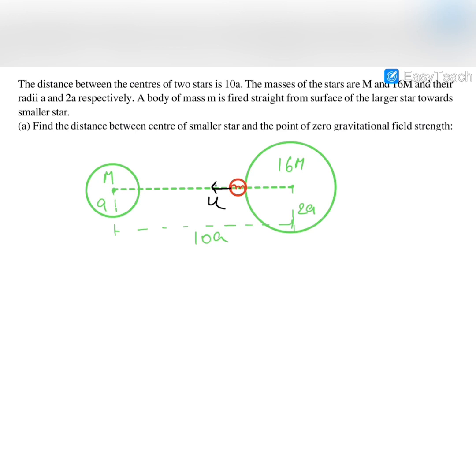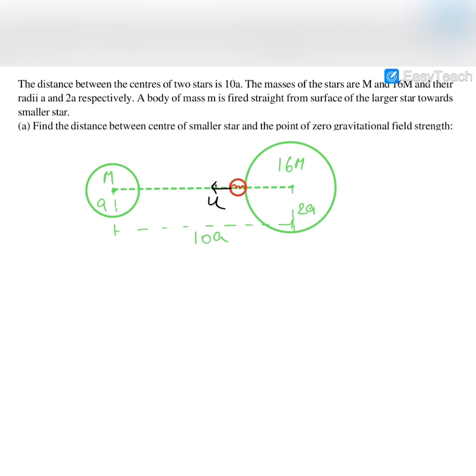So first of all, we need to find out the distance between the center of the smaller star and the point where gravitational field intensity vanishes, which means that is the neutral point. Neutral point is the point where the gravitational field of both of these two stars will cancel out each other. So we have to find out the distance of that point from the smaller star, and also in the B part we have to find out the minimum velocity with which we should project this mass so that it just reaches the surface of the second star, the smaller star. So let us first of all calculate the first part.